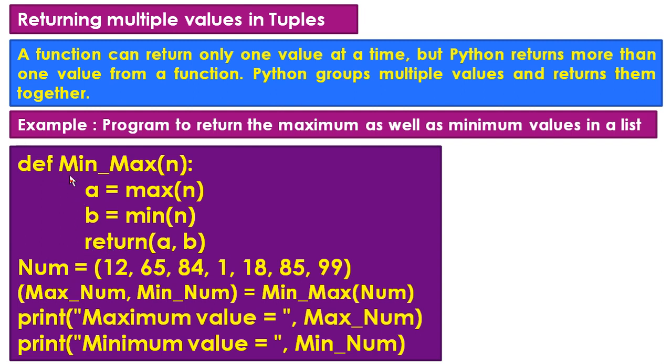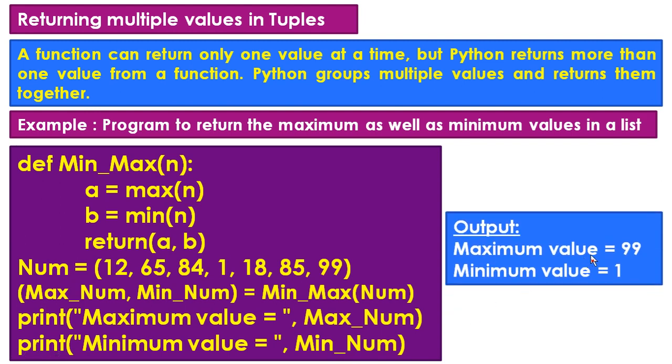In this example, in this function, we return the two values, both minimum and maximum. Maximum is a, minimum is b. Both values are returned here, returned to this call statement and assigned to the tuple assignment statement. Max num equal to a, min num equal to b. So we get the maximum value in max num, that is 99, and min value in min num. So we get the result maximum value equal to 99, minimum value equal to 1.